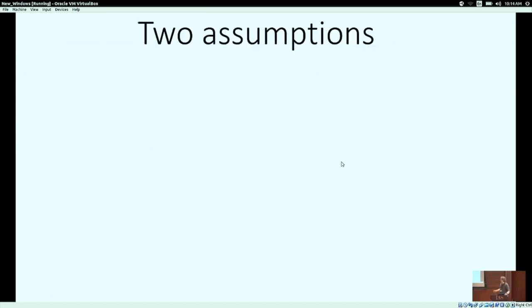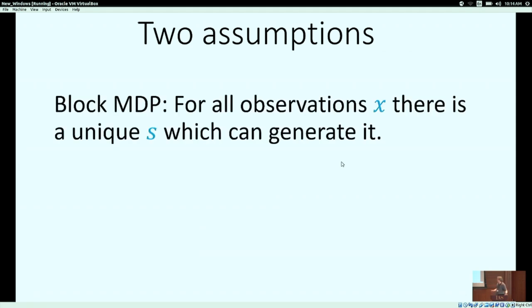All right. I'm going to make two assumptions. I'm going to assume first a block MDP structure. And what that means essentially is that for every observation X, there's a unique S which can generate it. Which means that there exists some function, that you don't know, which can decode the latent state from your observation. So this is why it's not a POMDP. It's a special case of a POMDP.